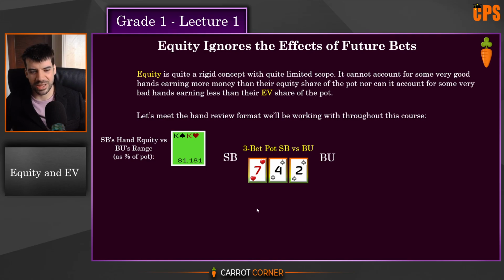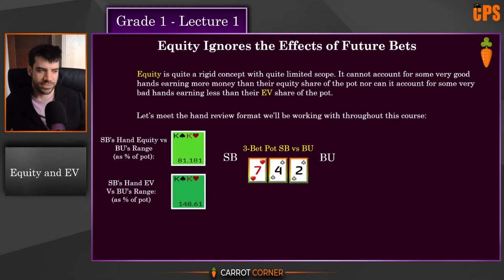What do you think its EV is though? Pause the video and try and work out its EV, also expressed as a percentage of the current pot size. Well, the EV of this hand is actually 148% of the pot. That is possible, again, to reiterate, because we're thinking about making money externally from the pot as well. If I can have all of the pot plus some of your stack, then in total monetary gain there, I've gained more than 100% of the current pot. Just like I can take someone else's pizza and have 110% of my own pizza in pizza value.